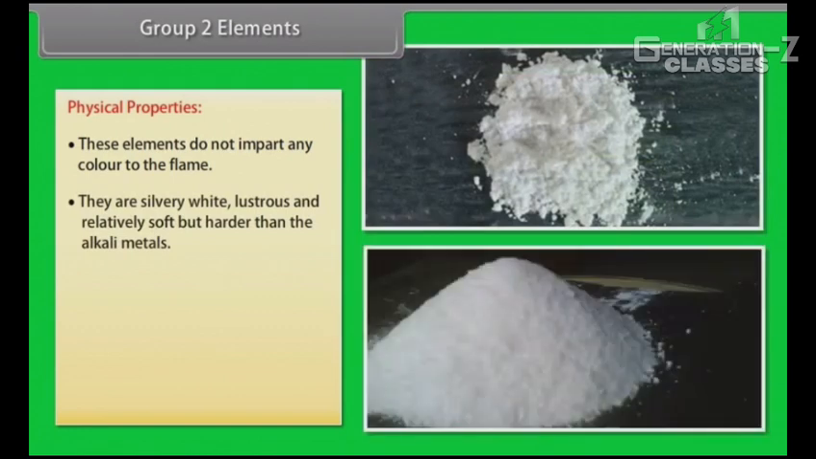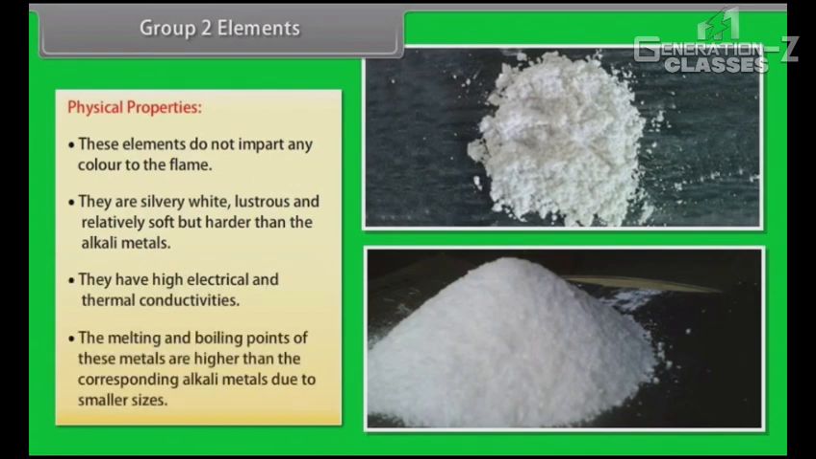They are silvery white, lustrous and relatively soft but harder than the alkali metals. They have high electrical and thermal conductivities. The melting and boiling points of these metals are higher than the corresponding alkali metals due to smaller sizes.